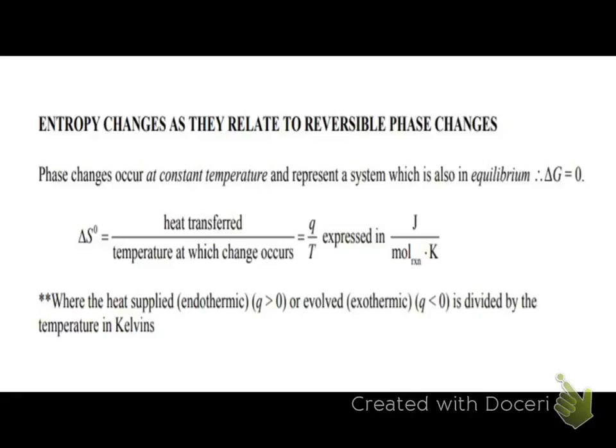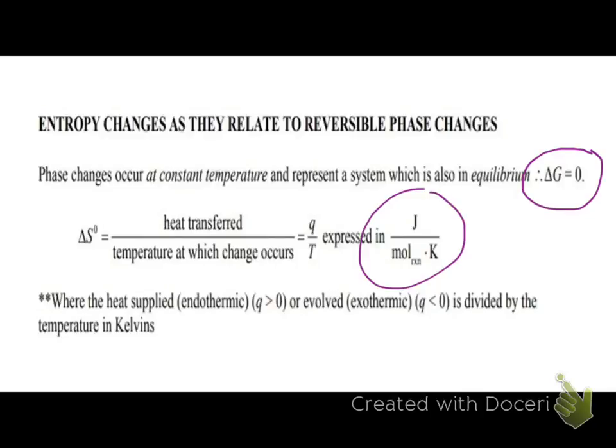Entropy changes as they relate to reversible phase changes. Phase changes occur at constant temperature and represent a system in equilibrium. So then at equilibrium, when we get to Gibbs free energy, we'll talk about this a little more, but at equilibrium, delta G is equal to 0. Okay? So because of that, we can say that delta S is heat transferred over the temperature at which it occurs, which is where we're getting that right there. Which means that if we have delta H, we can actually get to delta S. Okay?